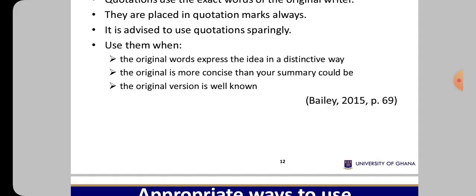quote it directly. And when the original version is well known, if the quotation is well known, that everybody knows about it, then there's no need to summarize it. You need to quote it. There are some quotes that are very popular. If you know that it is popular and people know it, even if you write it, it won't be nicer than whatever the person wrote. There's no way to summarize it.